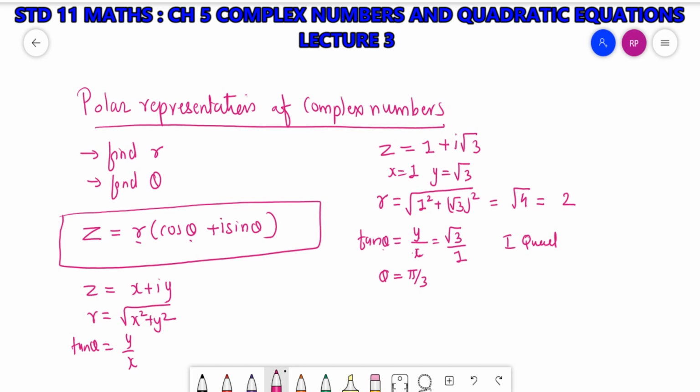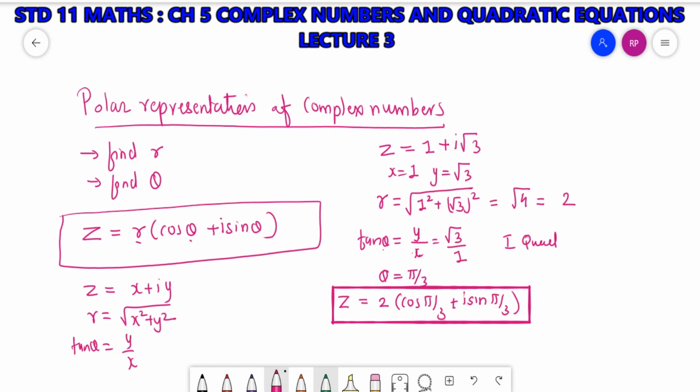Clear? So the complex number in polar form will be equal to r, that is 2, cos pi by 3 plus i sin pi by 3. Here this is its representation in polar form.